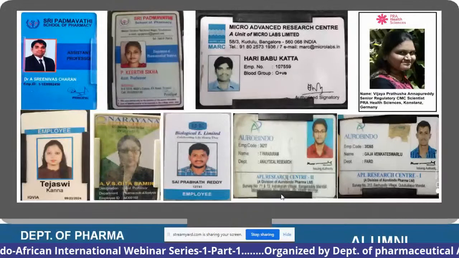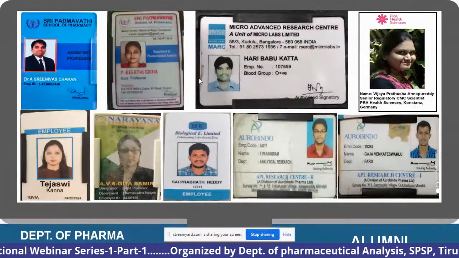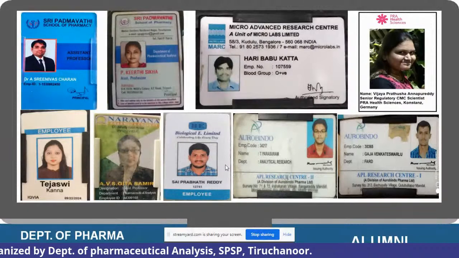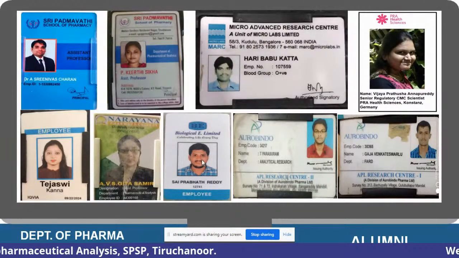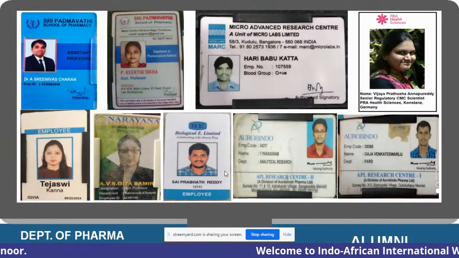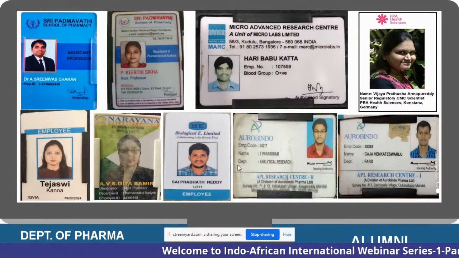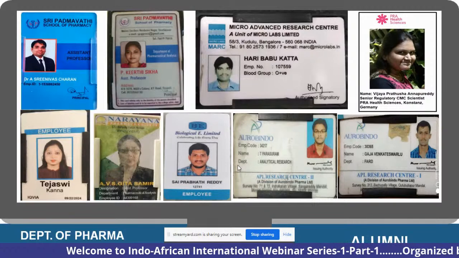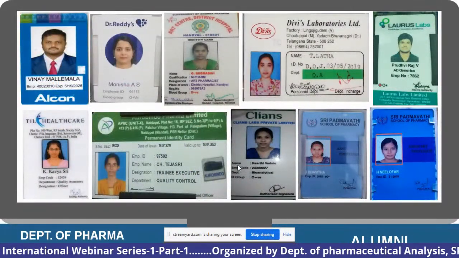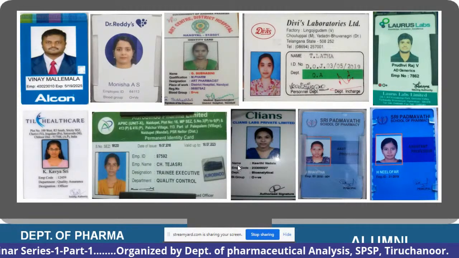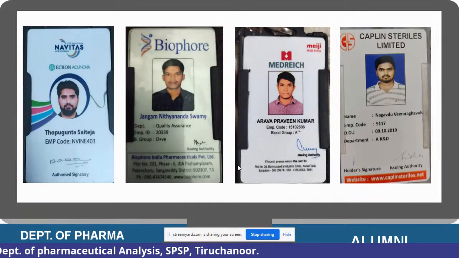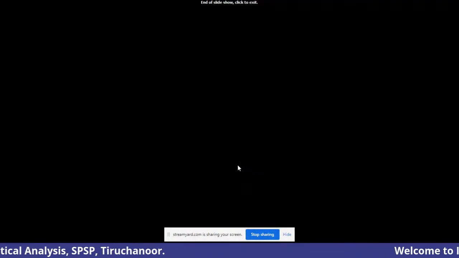I would like to show some pics of our alumni students who are working in various industries like Aurobindo, Micro Labs, PRA Health Sciences, Germany, and various companies like Dr. Reddy's, as well as alumni who are settled in colleges as assistant and associate professors. So these are a few pics of the Department of Pharmaceutical Analysis alumni. Thank you all of you.